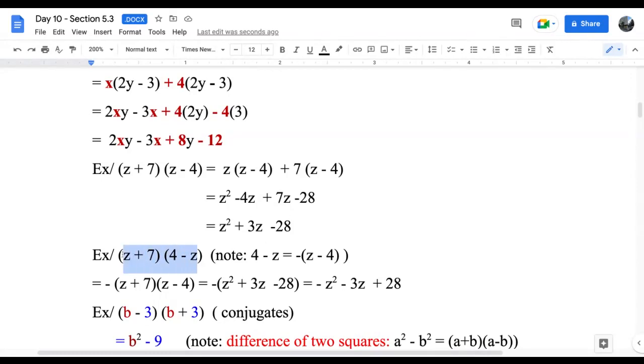Well, let's see this example. What's the difference between this one and the first one? The first one has Z minus 4, and this one has 4 minus Z. Well, 4 minus Z is negative Z minus 4.